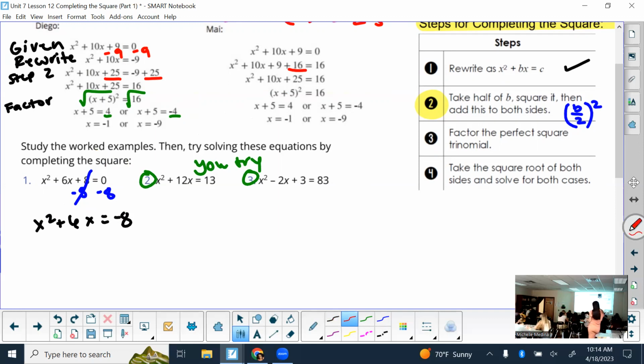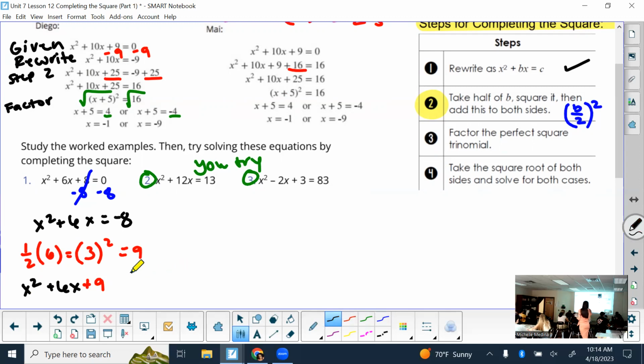Step 2, I need to take half of b. So what's my b? And what's half of 6? And then I need to square it. What's 3 squared? And that is what I'm going to add to both sides. So then it becomes x squared plus 6x plus 9, because on the left side, there's nothing to combine it with. On the right, what's -8 plus 9?